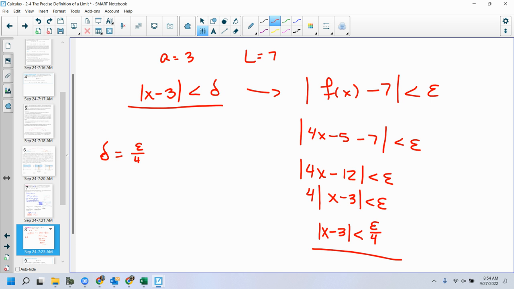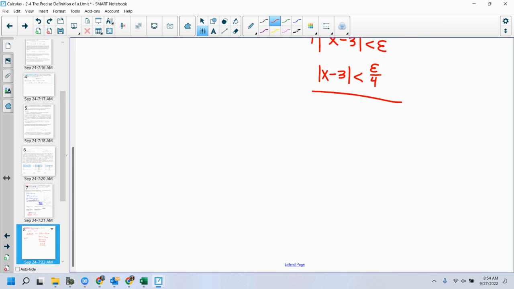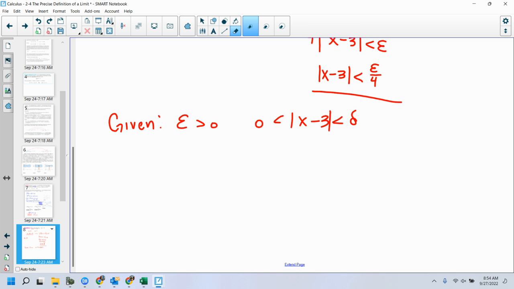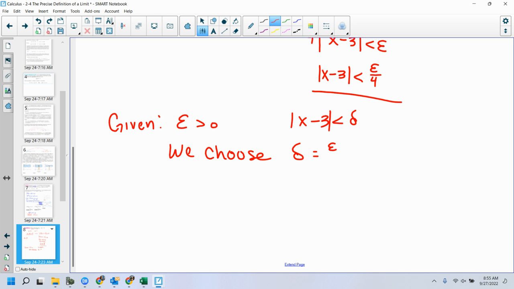So here's our formal proof for this. We are given, as long as epsilon is greater than 0 and 0 is less than absolute value of x minus 3 less than delta. Actually, we don't need the 0 part because it's never going to be less than 0. We are going to choose delta to be epsilon over 4. That's our first statement of the proof.